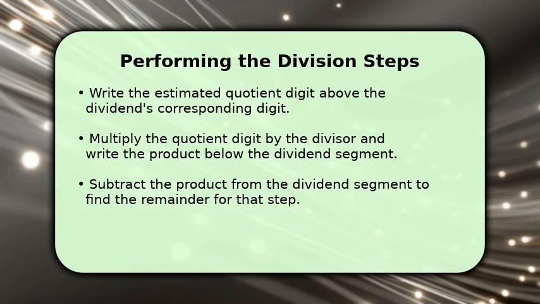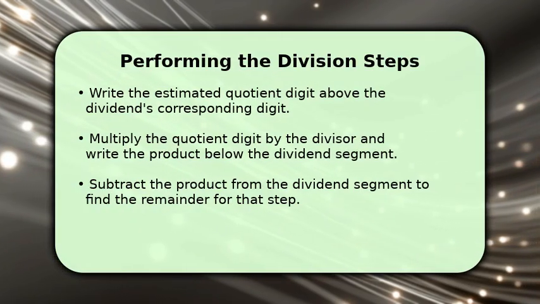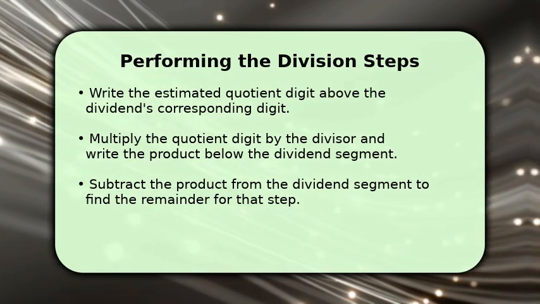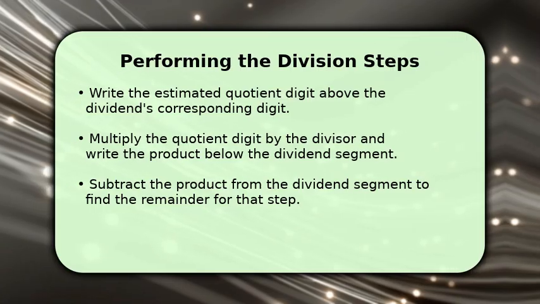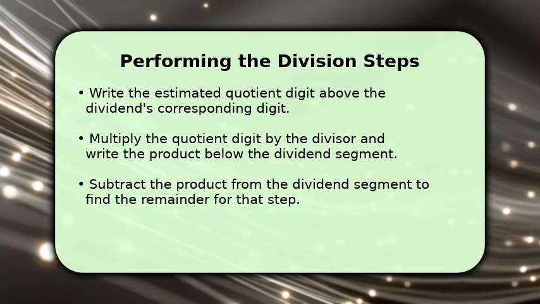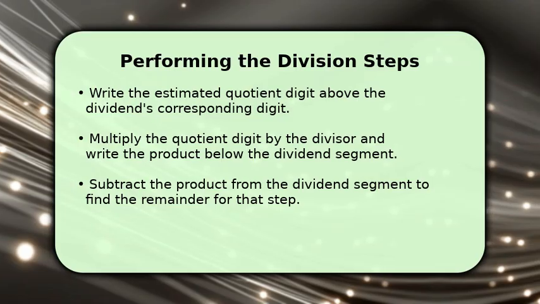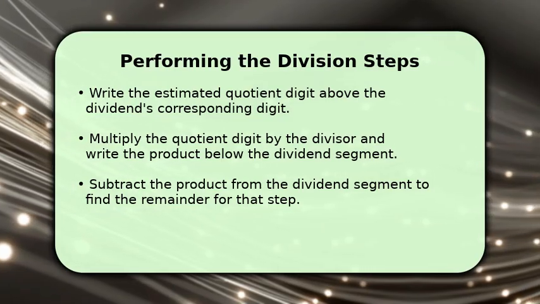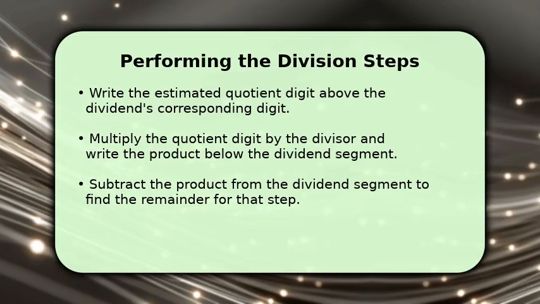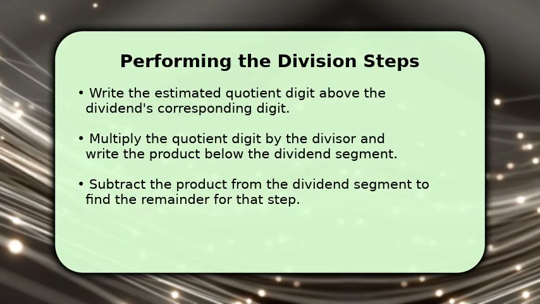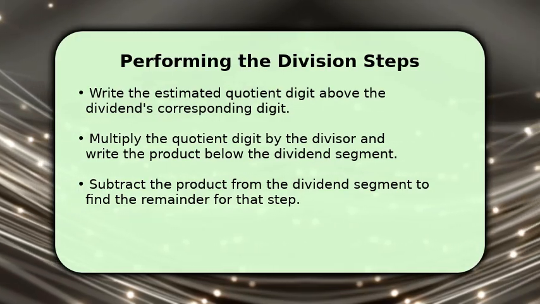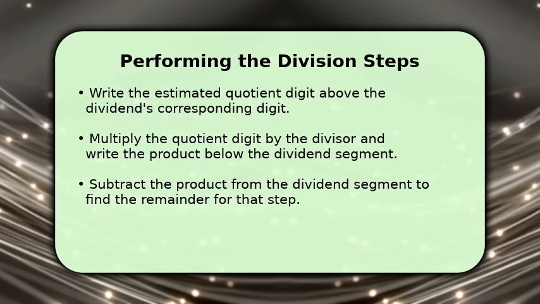Once your problem is set up, you'll perform a series of repetitive steps. First, write the quotient digit you estimated directly above the dividend. Next, multiply that quotient digit by your divisor and write the result directly below the part of the dividend you just divided. Then, subtract this product from the dividend segment. Finally, bring down the next digit from the dividend to create a new number. You will then repeat these three steps: divide, multiply, and subtract until all digits are used.